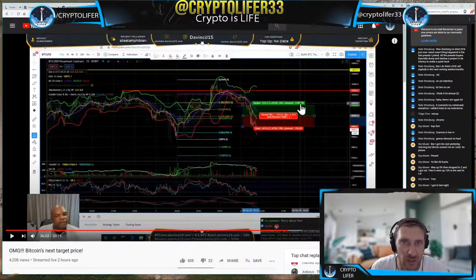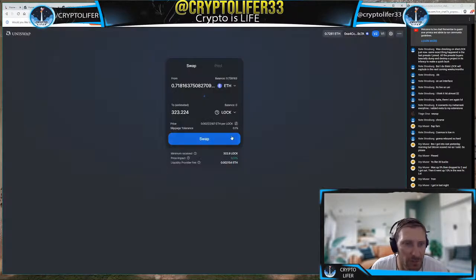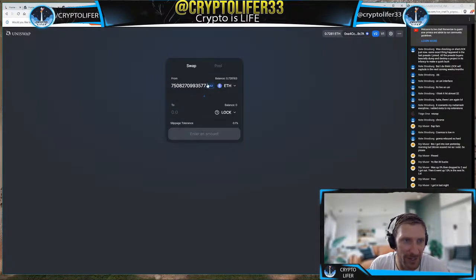Did lock change in price at all while we were watching this? It'd be kind of interesting to see. On Uniswap. Yeah, look. It's up. It's now up another 10% because now you have to pay 2.2. Look, lock is moving, man. Now it's 2.2. I think this project is going to be huge, man. I'm going to swap this ETH for lock right now. Why not? If I can get so lucky.